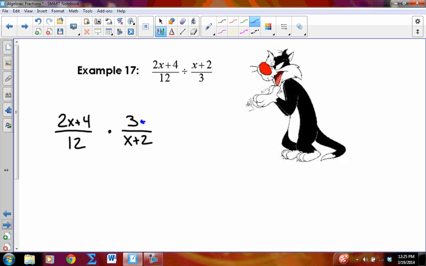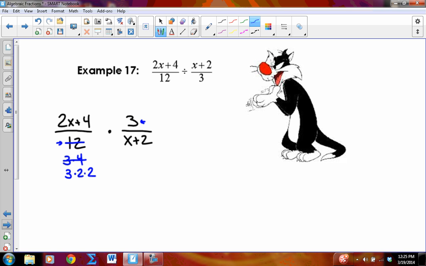Well, 3 doesn't factor because it's a prime, so we're going to leave 3 as 3. 12, however, I can write as 3 times 4, but then 4 can go down as 2 times 2. So I'm going to break 12 down into 3 times 2 times 2. And you just want to check it. 3 times 2 is 6, times 2 is 12.